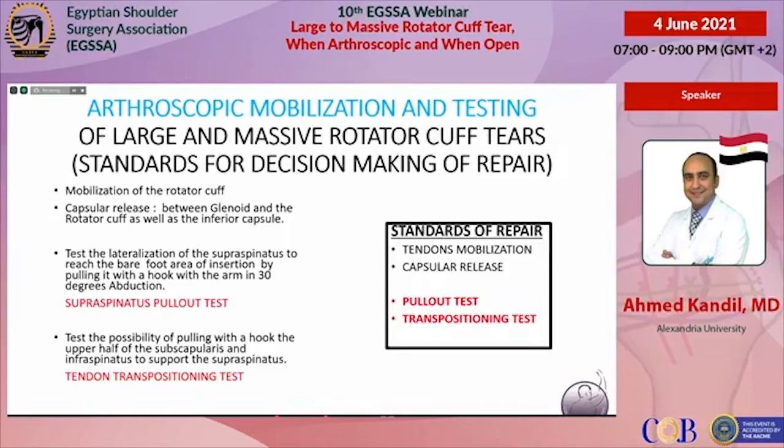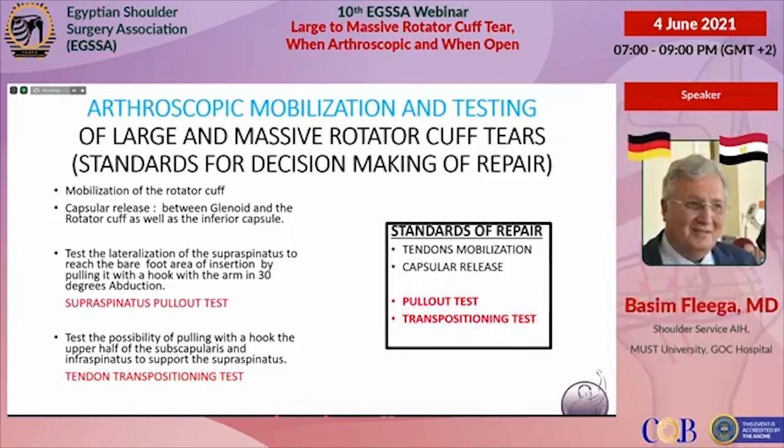Then we test the lateralization of the supraspinatus to reach the barefoot area of insertion by pulling it with a hook with the arm in 30 degrees abduction. So if we reach this point, then it is a positive supraspinatus pull-out test. The other test is the possibility of pulling the subscapularis and infraspinatus with a hook upwards. We test that with a hook to see if it can cover or assist the supraspinatus tear. This we call the tendon transpositioning test.